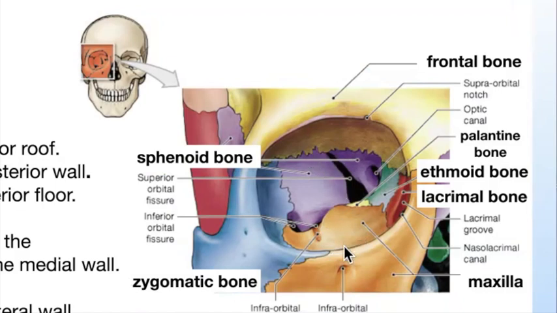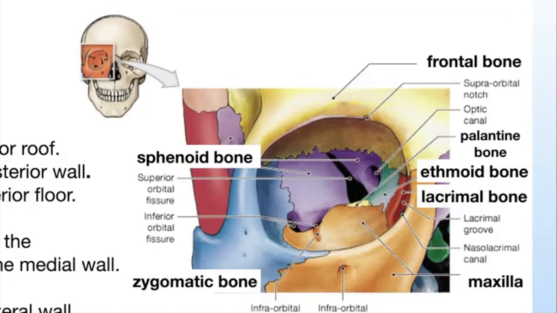of the orbit built. The lacrimal bone anteriorly and the ethmoid bone posteriorly form the medial wall. So here I am, the lacrimal bone and the ethmoid bone. The lacrimal bone is red, the ethmoid bone is green. They're forming the medial wall of the orbit. And then the zygomatic bone, which is blue, is forming the lateral wall. This is the right eye.